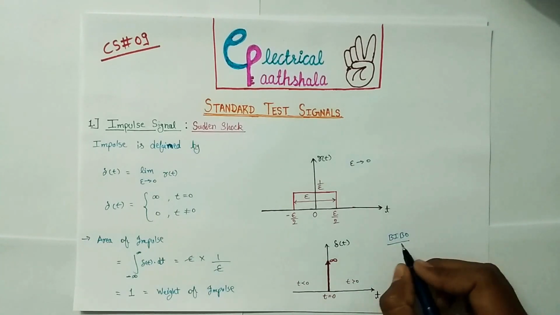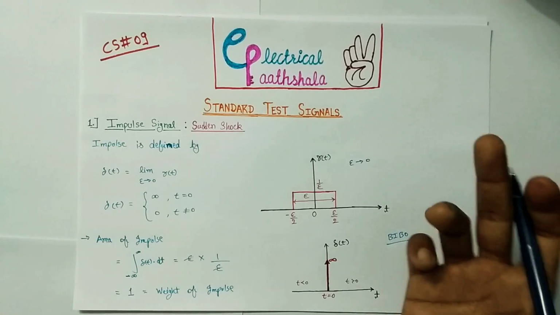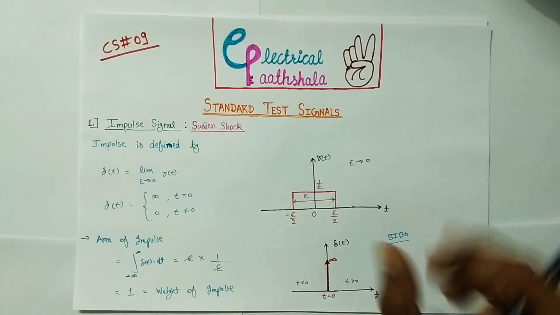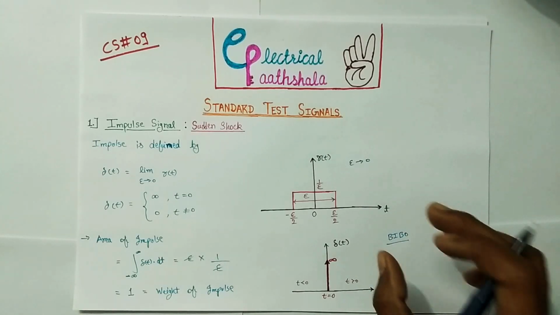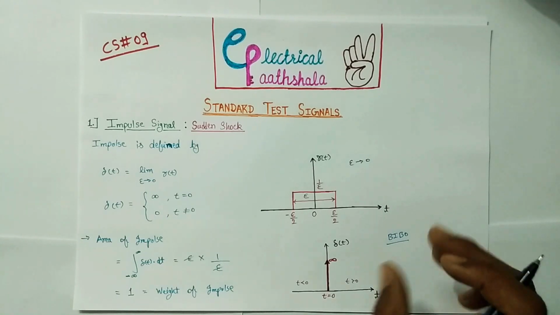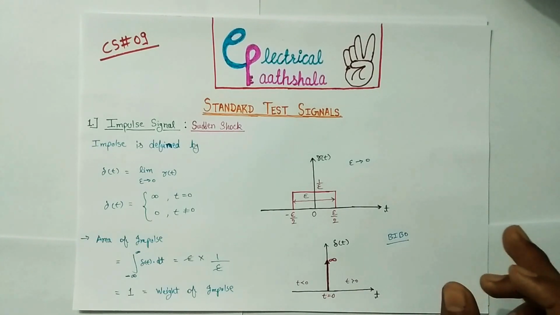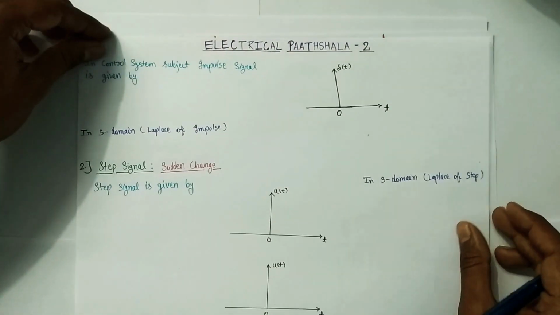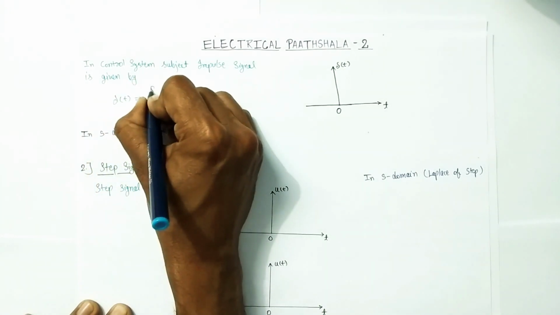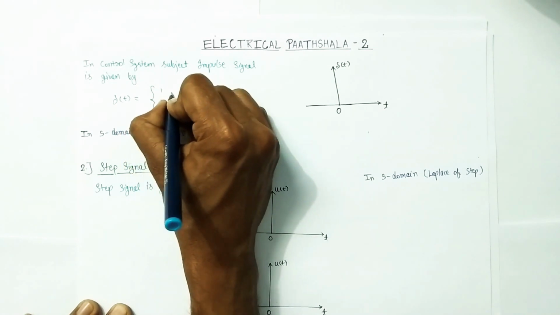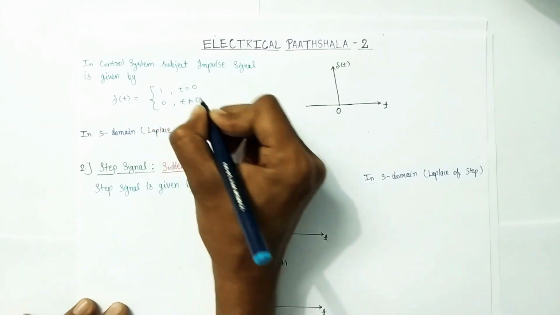Stability is defined under this criteria, which means that for a bounded input, the output of the system should be bounded. Now here sudden shock is the simulation of impulse signal. As the input is bounded, it means that the magnitude of the input is finite. Therefore we cannot take the magnitude of the impulse signal to be infinite. That's why in control system subject, the impulse signal is given by delta t equals 1 when t is equal to 0, and 0 when t is not equal to 0.